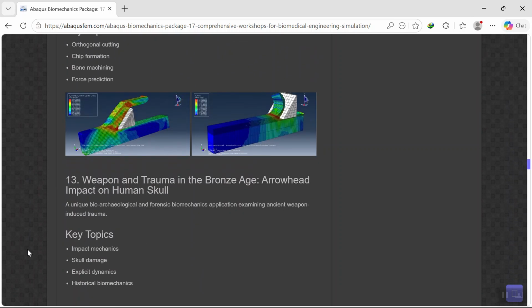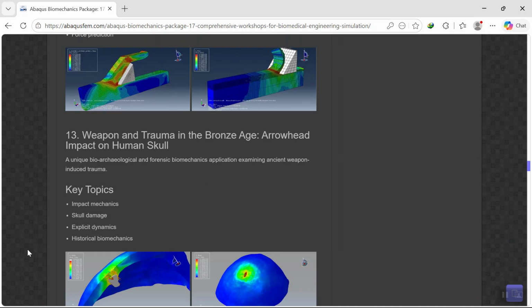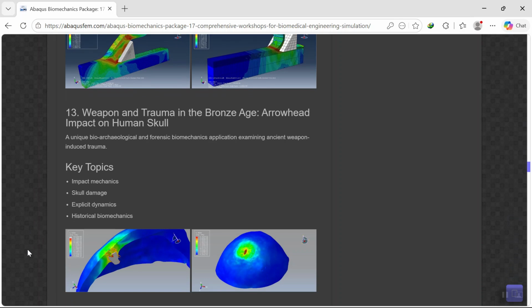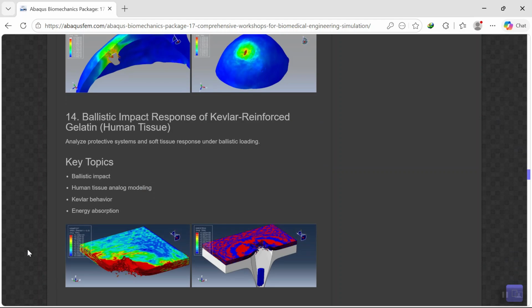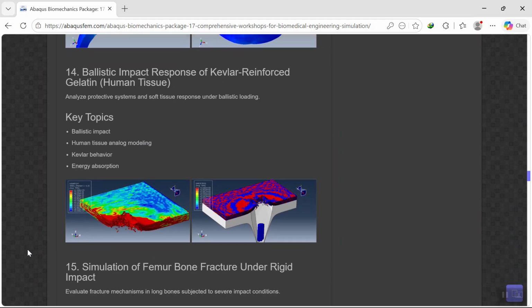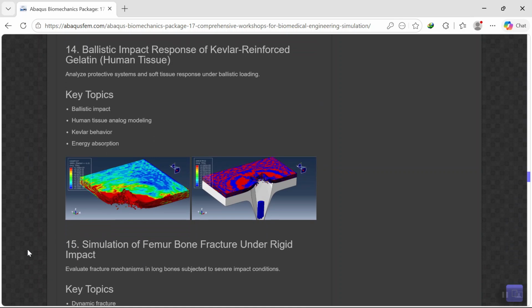Another exciting section of the package focuses on trauma and injury biomechanics. For example, one of the workshops investigates arrowhead impact on a human skull here, inspired by trauma studies and archaeological research. Another project examined ballistic impact response of a Kevlar reinforced gelatin. Gelatin is often used as a substitute for human tissue in impact studies.